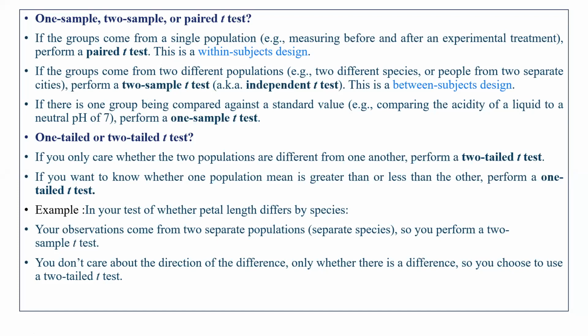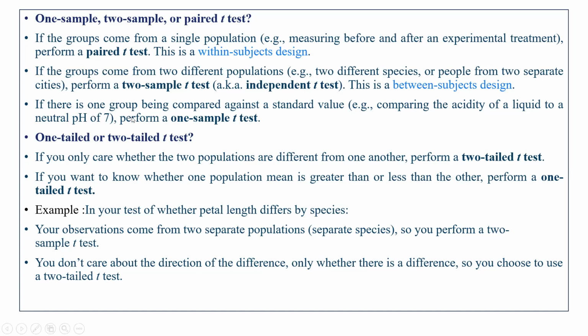So if the groups come from two different populations, that is two different categories or two different species or people from two separate cities, then you should perform a two sample t-test, that is independent t-test. And this is a between subject design. This was within subject design because you are just doing the same experiment, just the measurement is before and after. Here you are taking two different groups altogether, so it is between the subject design, right?